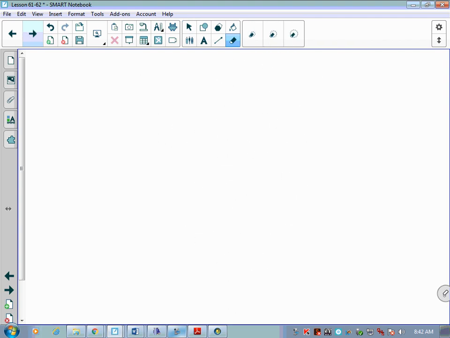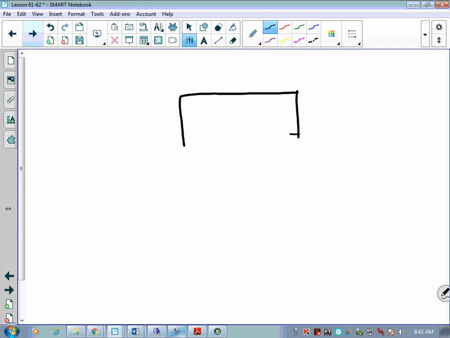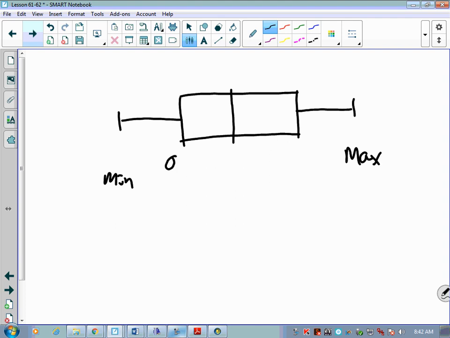Just so that we're clear, I think everybody pretty well knows how a box and whisker plot works. But this first spot here is my minimum. This spot over here is my maximum. We've got Q1, median, Q3. Okay. So let's go back to our data.